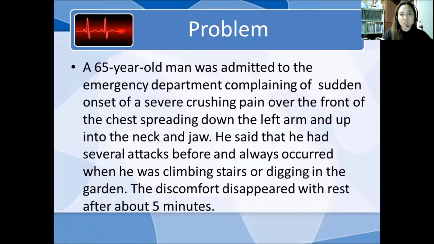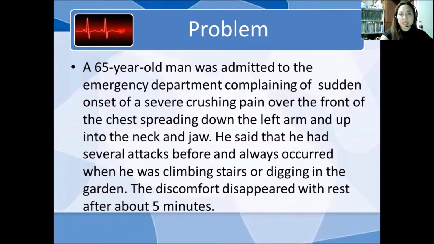So we are faced with a 65-year-old man who was admitted to the emergency department complaining of sudden onset of a severe crushing pain over the front of the chest, spreading down the left arm and up into the neck and jaw. He said that he had several attacks before and always occurred when he was climbing stairs or digging in the garden. So the discomfort disappeared with rest after about 5 minutes.